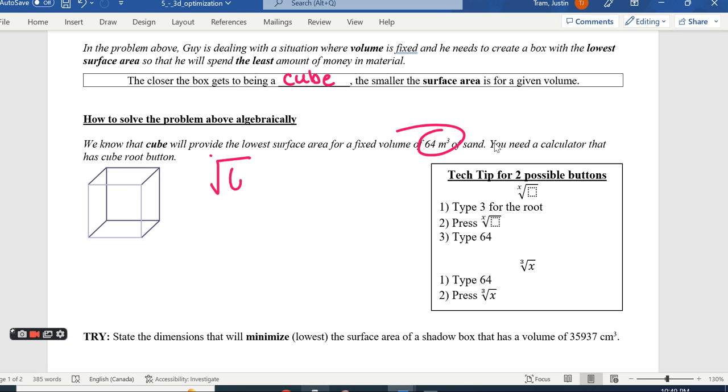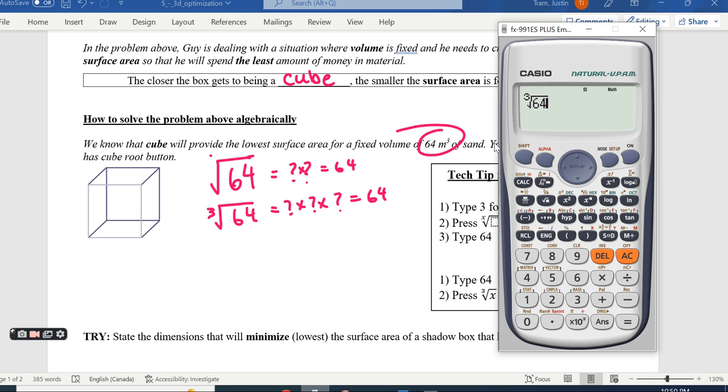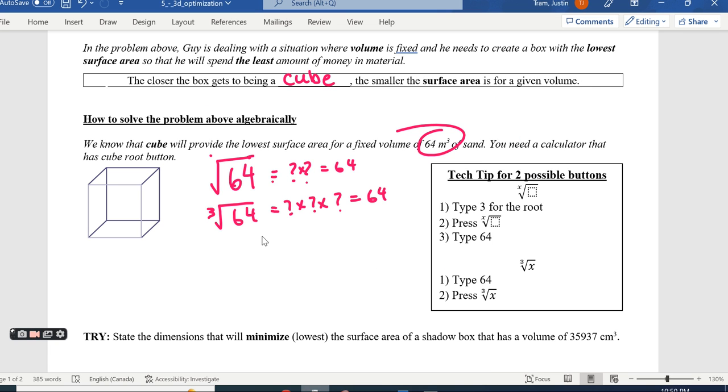So up to now, for the most part, most of you have only seen a square root, which is finding a number that will multiply itself to get 64, right? So that means that what times what will give you 64. A cube root, which is this, is what times what times what will give me 64. So then if I just type this in my calculator and press equals, it will say 4. So 4 times 4 times 4 will give me 64 if I type it in my calculator.